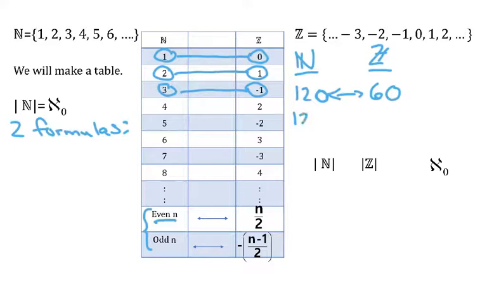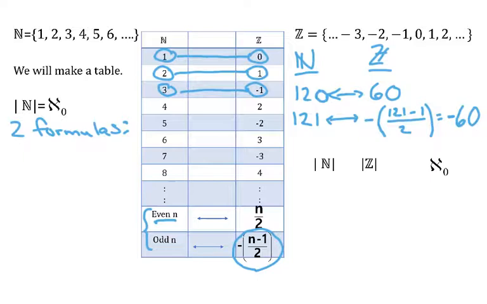All right. What about an odd number? Well, I have to use this kind of funny looking formula. This says take that number, subtract 1, and divide it by 2. If you do that, inside the parentheses I get 60. I have a minus sign outside, so I know that 121 corresponds to -60. And this is enough for us to claim that these two sets have the same cardinality.